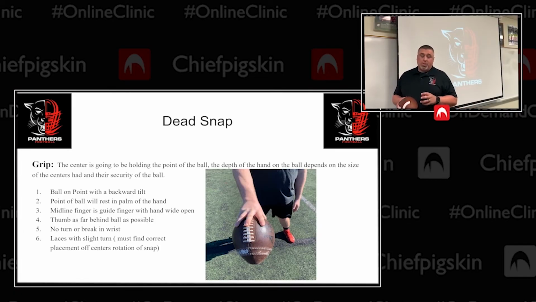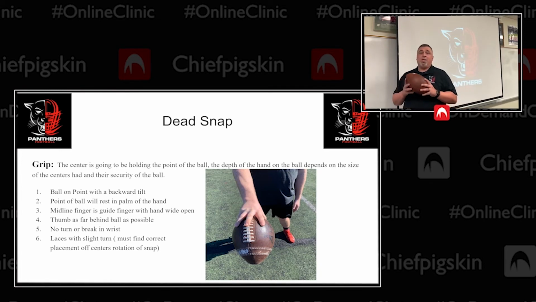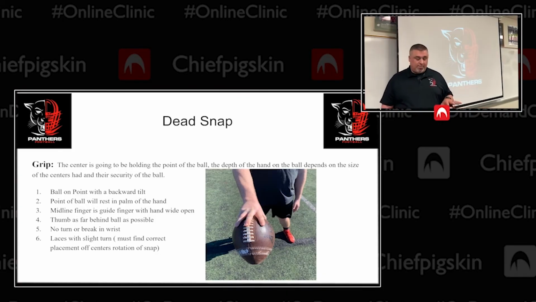No turn or break in the wrist. So with our traditional under center, we have a little bit of a turn. With the shotgun snap, we have that turn like we're gonna throw it. With the dead snap, we don't wanna have that bend in the wrist. We wanna have that straight arm, because this is more of a sweeping motion, and with trying to eliminate the spin, we need to keep as little extra movement as possible from the snap.